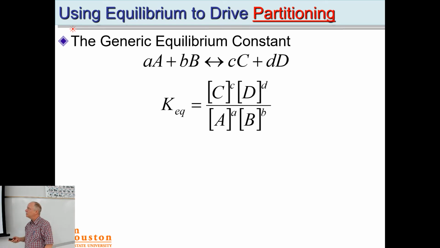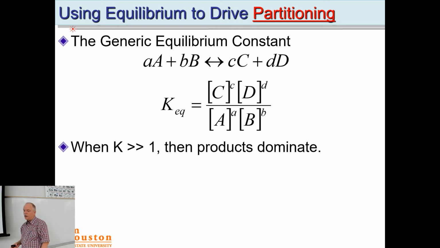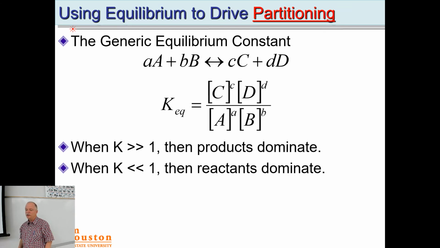But traditionally the ones that you look up in the tables and so on are based on molarity. And so when the equilibrium constant is much, much greater than 1, that means the numerator is much, much greater than the denominator, which means the products are much, much greater in concentration than the reactants. And vice versa, if K is much, much less than 1, then the reactants dominate. The denominator is huge, the numerator is small, and so you have all reactants.